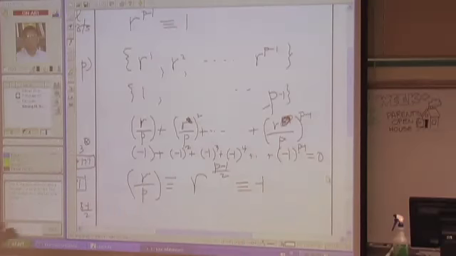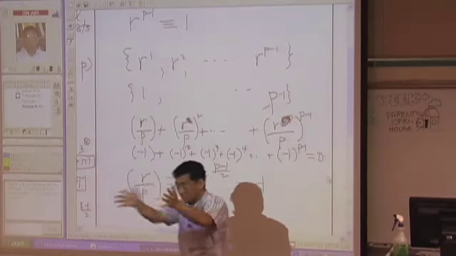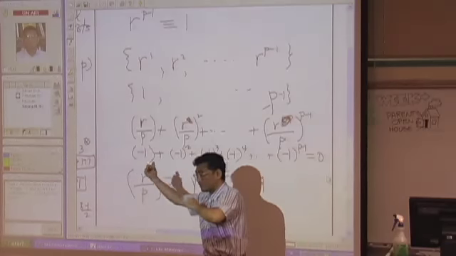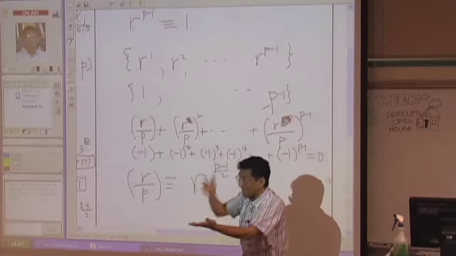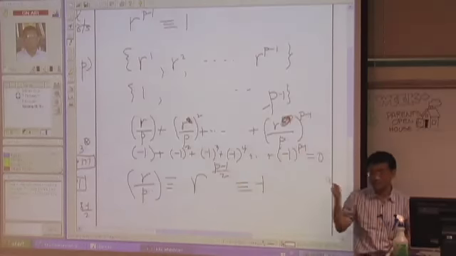Any questions? So quadratic residues and quadratic non-residues are well balanced, right? Half is quadratic residue, half is quadratic non-residue. That's the reason why I mentioned half many times, right? The half is the key point in this consideration.